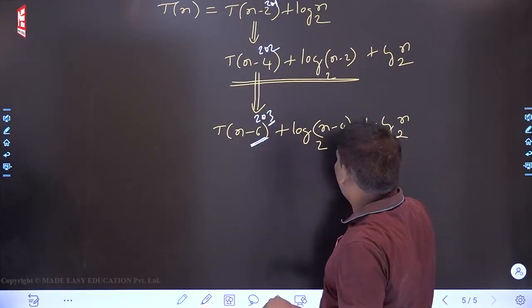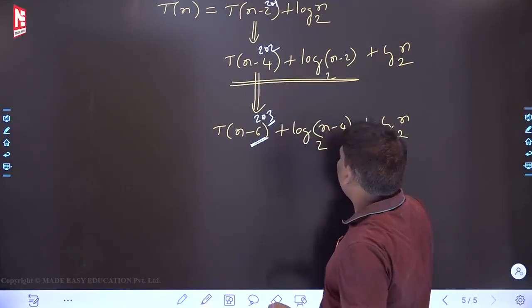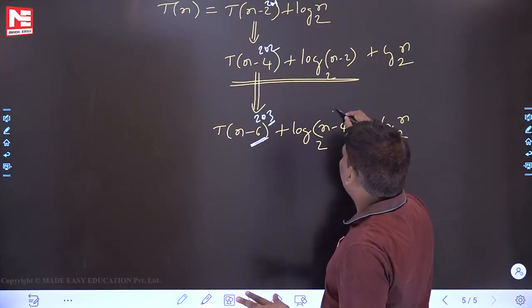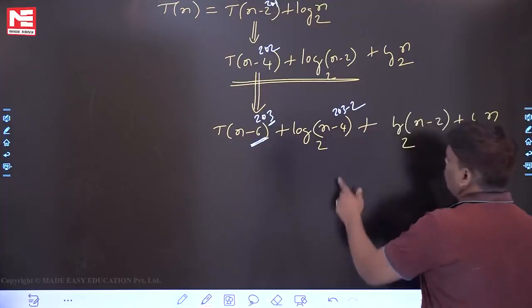It is the 6, means it is the 4. What is the answer? Whatever is there, I think here minus 1, minus 2. Let me write now. It is going to be 2 into 3 minus 2. So this is the answer.